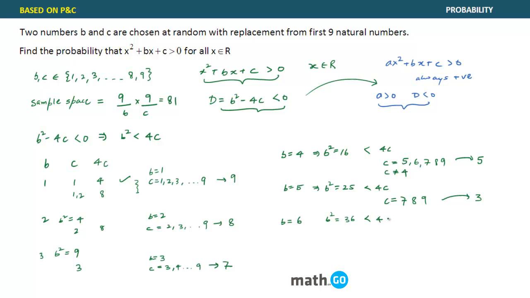It should be less than 4c. What is the minimum value of c that will satisfy now? We have checked till 7. 7 is 28, 8 is 32, 9 is 36. In fact, here there is no value. B has no value, right?